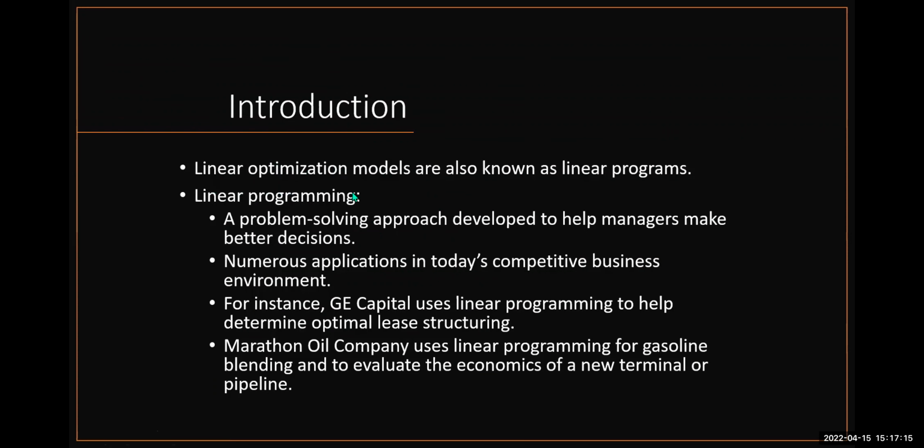Okay, so linear optimization, sometimes we also refer to it as linear programming. Linear programming helps a decision maker to make a better decision. And currently in the business environment there are numerous applications, so you can use linear programming in different applications. For example, GE Capital uses linear programming to help determine optimal leasing structuring. Marathon Oil Company uses linear programming for gasoline blending and to evaluate the economics of a new terminal or pipeline. Okay, so these are examples.